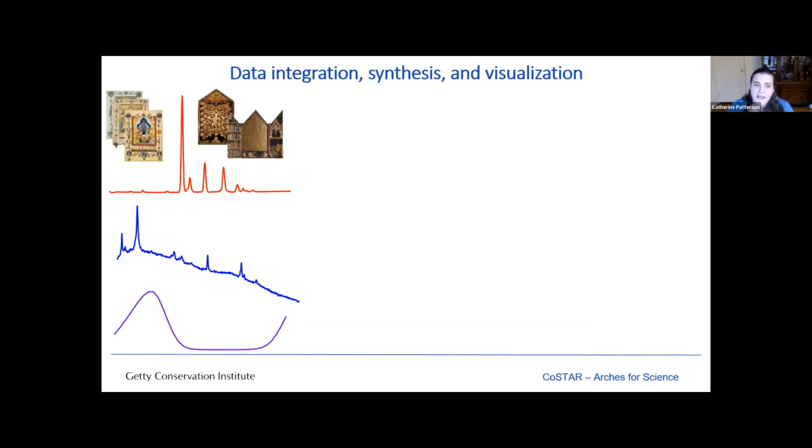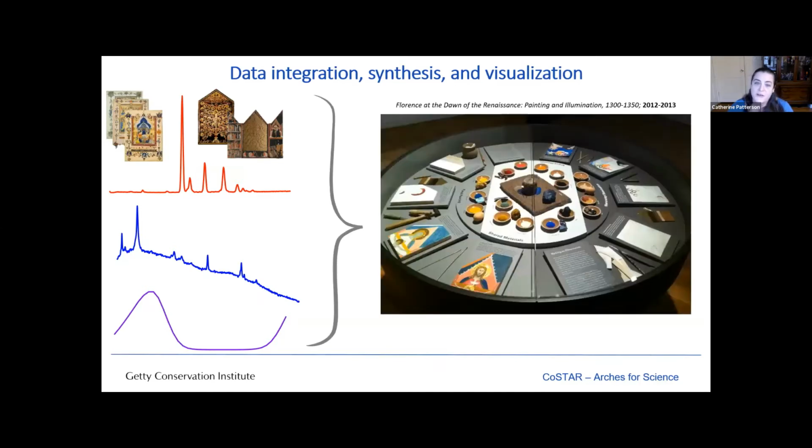What we do then as scientists is we take all of that data, whatever it looks like, and from however many objects it was gathered from, and our job is to do some sort of synthetic analytical work to collapse all of that information into an understanding of the objects. In this case, I'm showing you one of the ways that that played out for this particular work, which was done, I should note, for a specific museum exhibition called Florence at the Dawn of the Renaissance, Painting and Illumination from 1300 to 1350, which took place in about 2012.